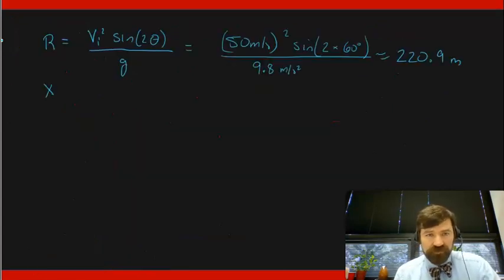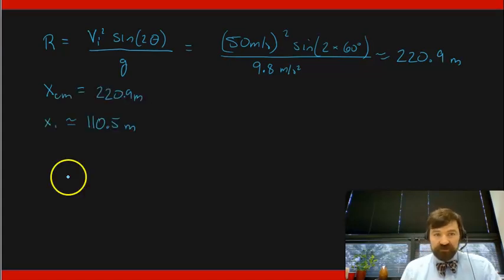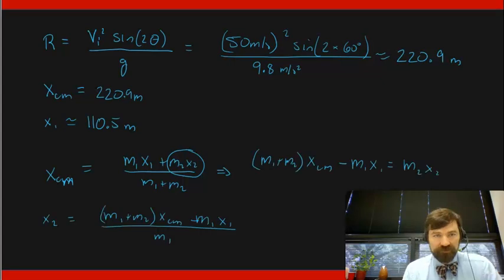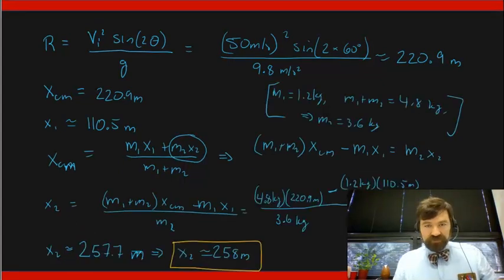Thus, we can say that we know where the center of mass is and where this smaller piece is. The center of mass equation says that the center of mass will be located at this place. So we can use this to solve for x2. Plugging in numbers, we get that the heavier piece lands about 258 meters away. That's all.